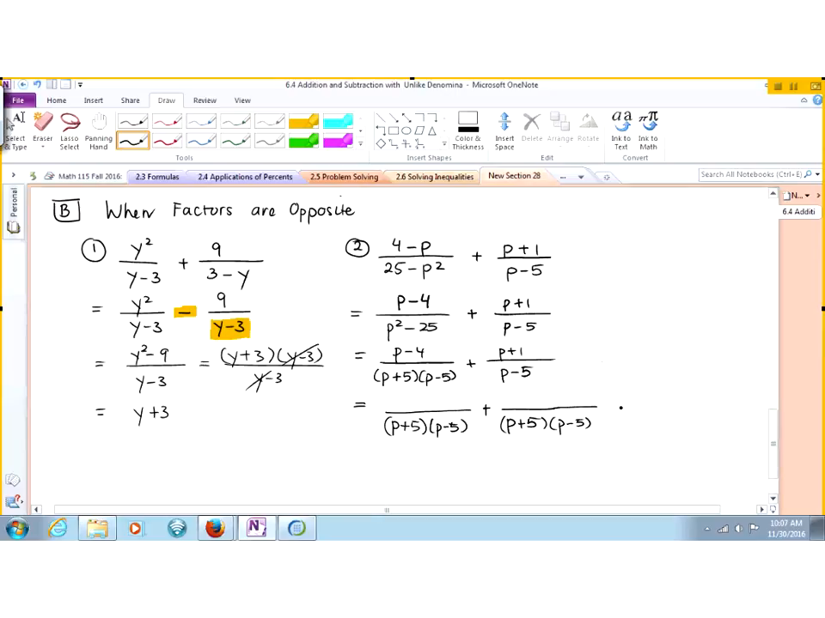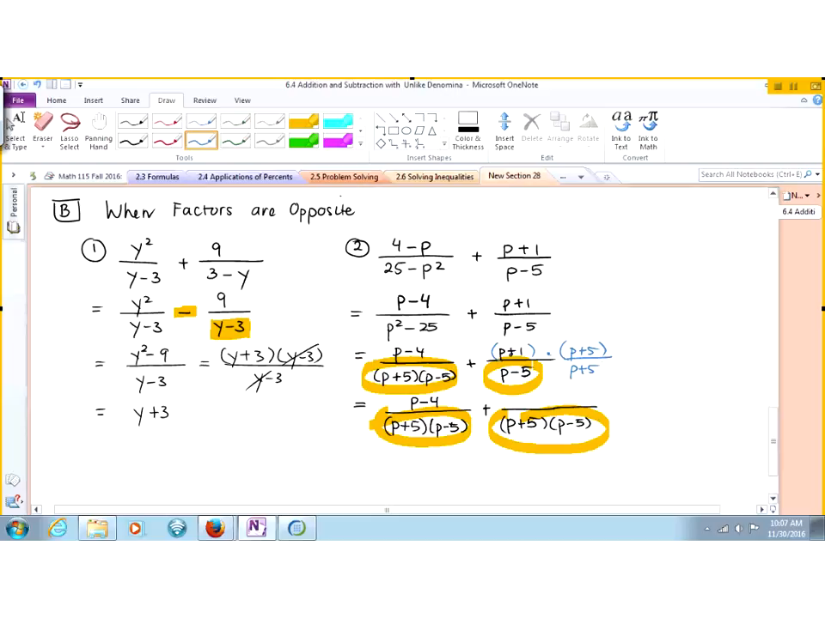Okay. Now what? Now we compare these. Are they the same? Yes. Copy p minus 4. Now compare these. Are they the same? No. What is missing? P plus 5? All right. Good.